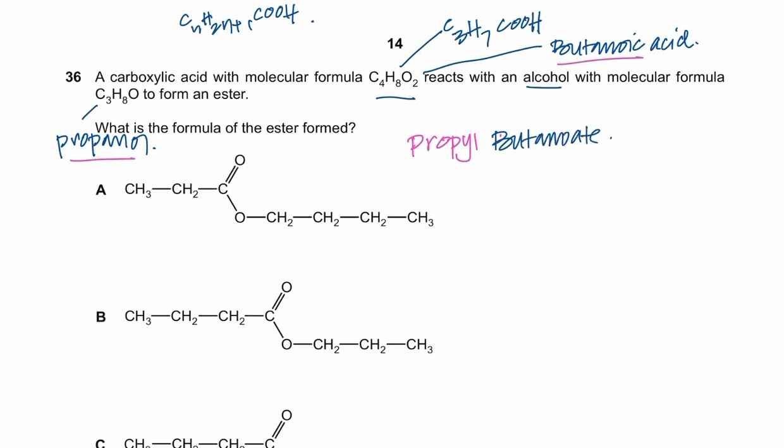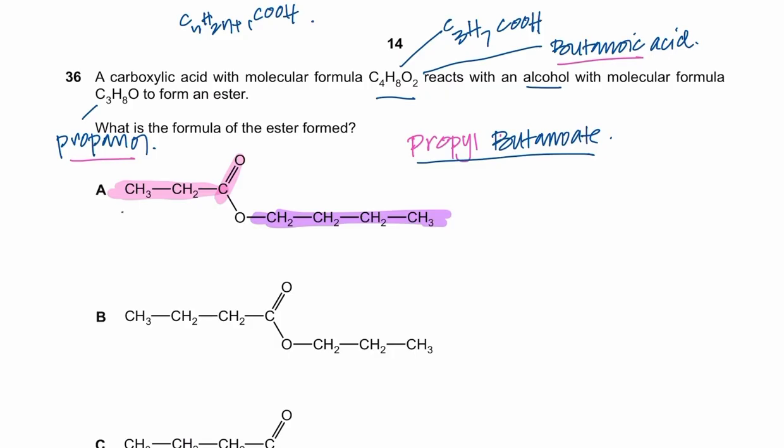So propyl butanoate would be formed. Now, how do we identify it? The C double bonded to the O, and towards it, the number of carbons that are attached would represent the acid bit, and the carbons that are attached directly to the O would represent the alcohol bit. And we've done this, right?